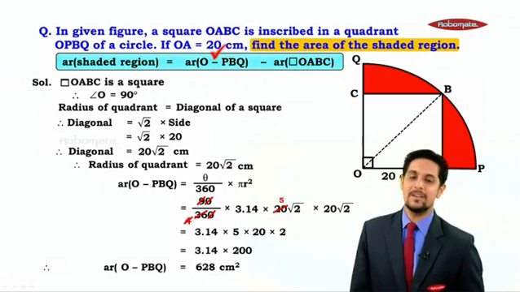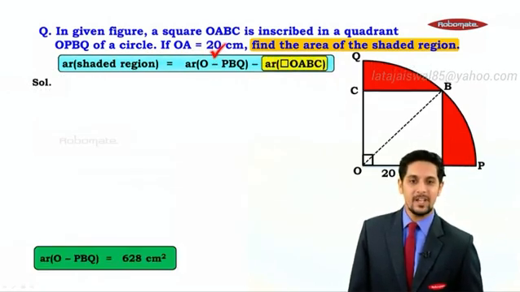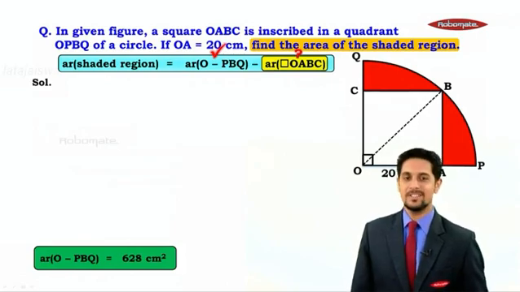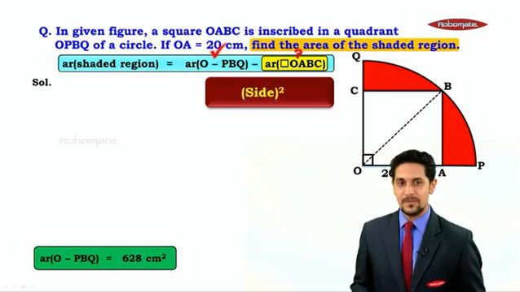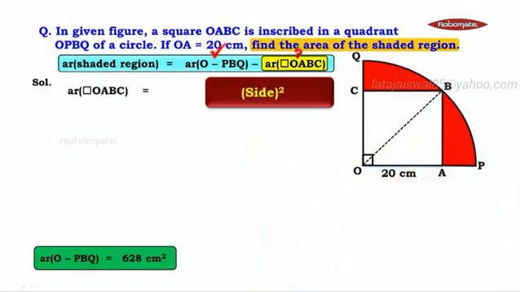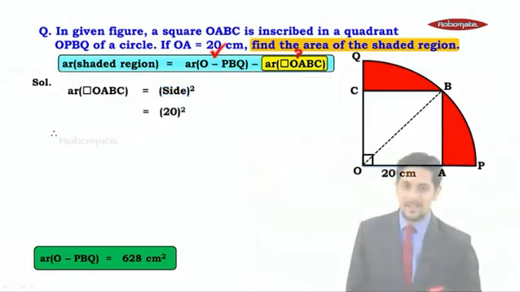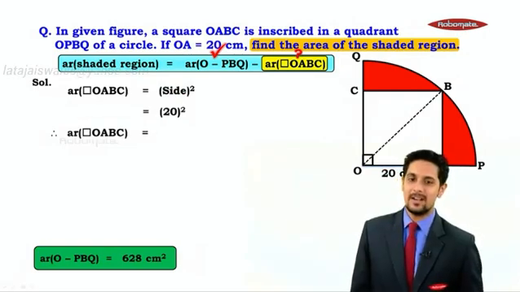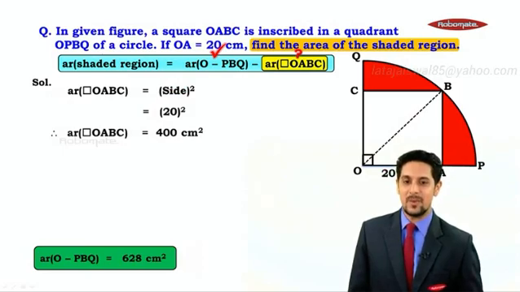Students, we have calculated the first part of the sum. Now, let us focus on finding the area of the square. So tell me, what is the formula to find the area of a square? Yes, it is equal to side square. So we write area of the quadrilateral OABC is equal to side square, which is equal to 20 square. And the value for area of the quadrilateral OABC is equal to 400 centimeters square.